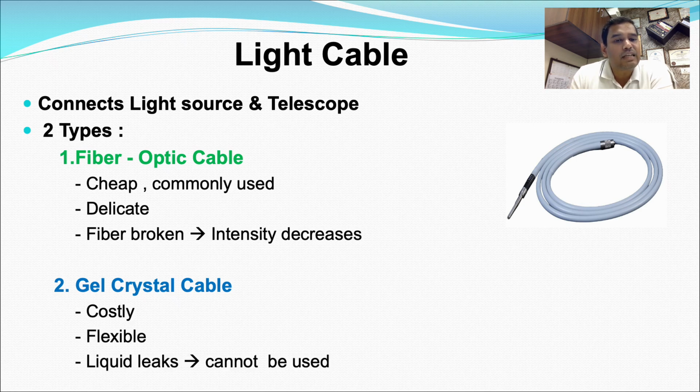Second is the gel crystal cable. It is costly as compared to the fiber optic cable. It is very flexible as compared to the fiber optic cable. The problem is it contains a liquid inside the sheath. If there is a small cut over the sheath, then there will be leakage of the fluid and this cable becomes useless. You cannot use it anymore. So even a small pinpoint break into the sheath will lead to the leak of the liquid, and the cable becomes useless.